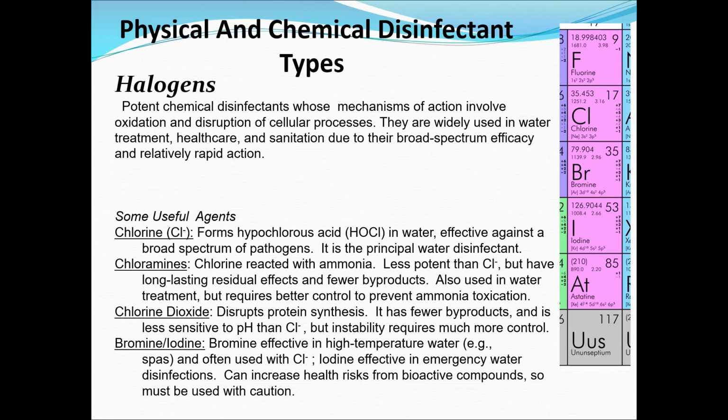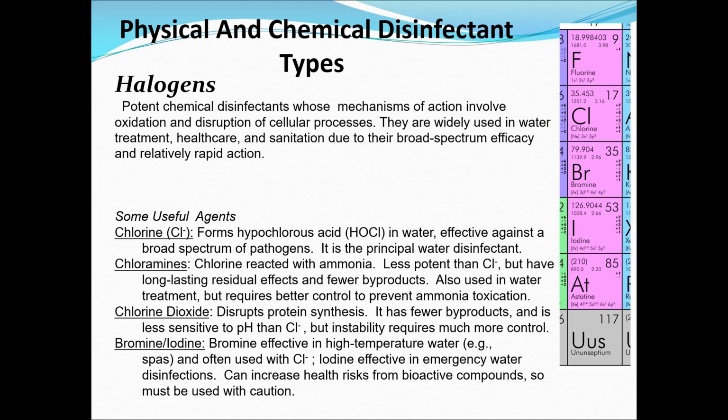Chlorine is widely used in water treatment, forming hypochlorous acid, HOCl, in water to disrupt cellular structures of microorganisms. It is effective against a broad range of pathogens, but can form harmful byproducts like trihalomethanes and is less effective in the presence of organic and inorganic materials.